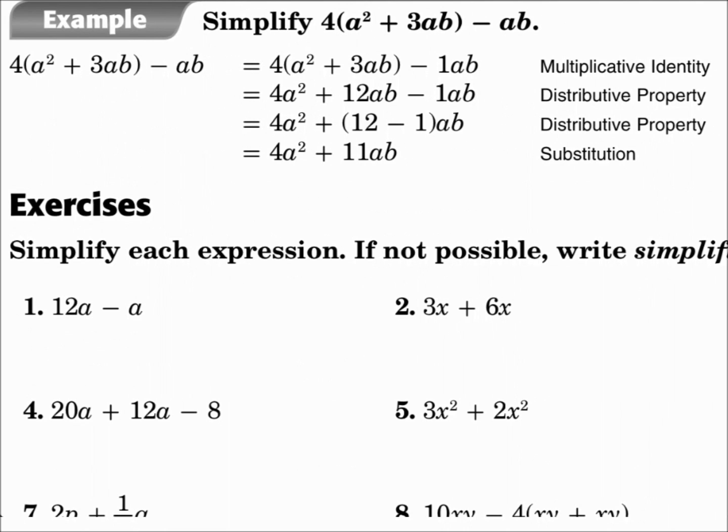Simplify 4 times the quantity a squared plus 3ab minus ab. Notice the first thing they did was they changed ab to a 1ab. Then they used the distributive property to say 4 times a squared is 4a squared, and 4 times 3ab is 12ab.